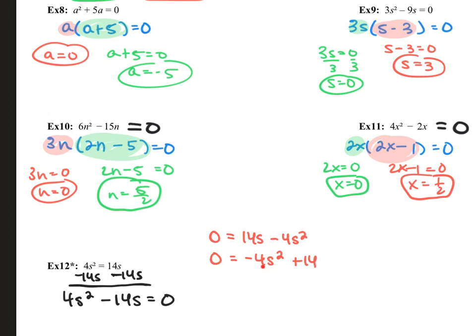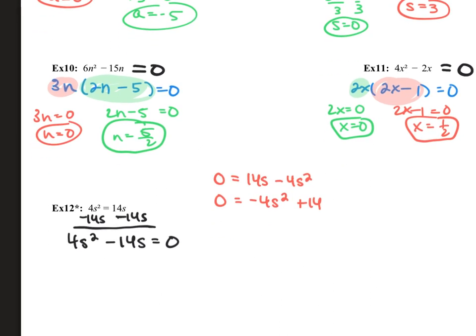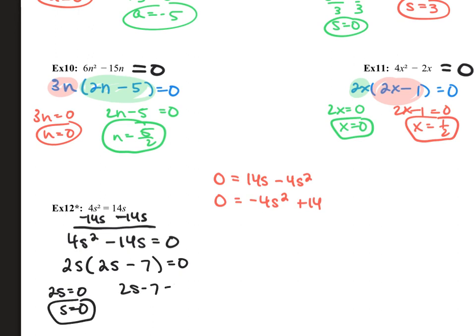But if you did it this way, you would get the correct answer. And so now that I have this in descending order and equaling 0, that's the most important thing, it equals 0, I'm going to take out the GCF, which would be 2s. And so then I'd be left with 2s minus 7. And so then my first quantity could equal 0, which would divide both sides by 2, I'd get s equals 0. Or if 2s minus 7 equals 0, I would add 7, divide by 2, and so I'd get 7/2.